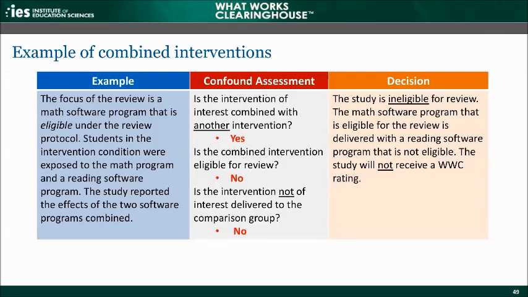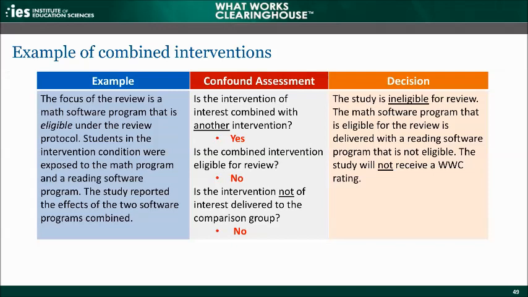Is the combined intervention eligible for review? The answer is no, because the program that was eligible under the review was the math software program, but it was combined with a program, the reading program, that was ineligible for review, and consequently, the combined intervention was ineligible. Is the intervention not of interest delivered to the comparison group? No. The intervention that was not of interest, the reading software program, was only in the intervention group, but not in the comparison group.